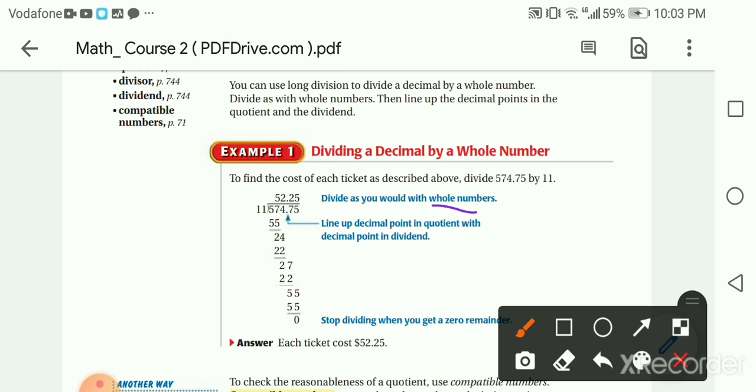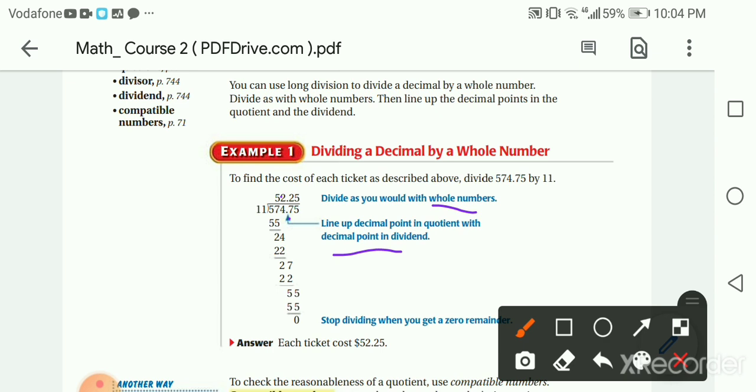Line up the decimal point in the quotient with the decimal point in the dividend. Can you see here the decimal point and the decimal point up, the same? So when I say 574.75 divided by 11, I say 5 divided by 11, no, 5 times 11... 5 times 1 is 5, and 5 times 1 is 5, 55. Then subtract as usual.